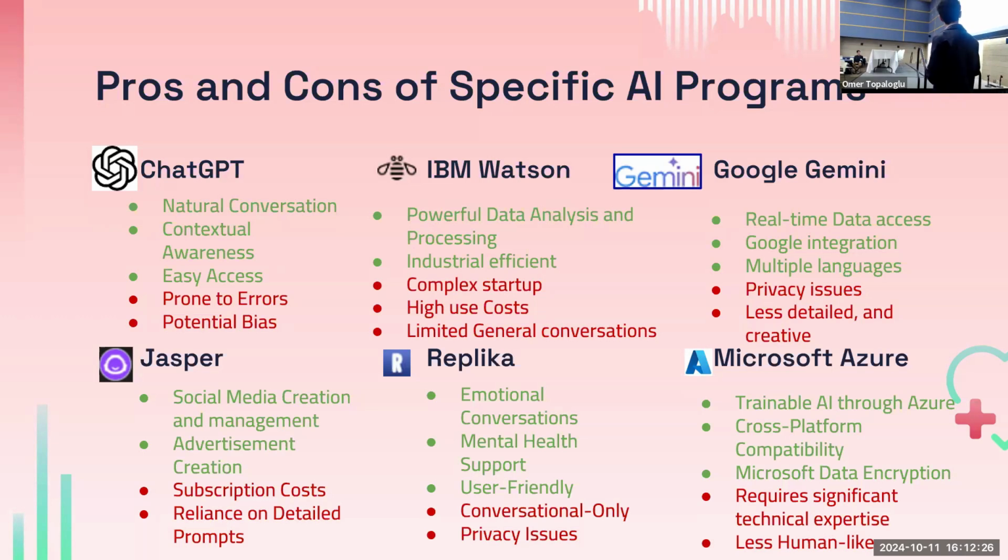IBM Watson is a powerful data analysis tool, which is more of a virtual teaching assistant and can analyze a large number of statistics and easily graph them into pie charts or bar graphs. However, it has a high use cost and is not very good at limited general conversations. Google Gemini has more accurate data and is fully integrated into Google, which will give you more accurate data. However, this is prone to privacy issues and is less humanistic and creative, as it is more robotic and takes its information directly from the internet.